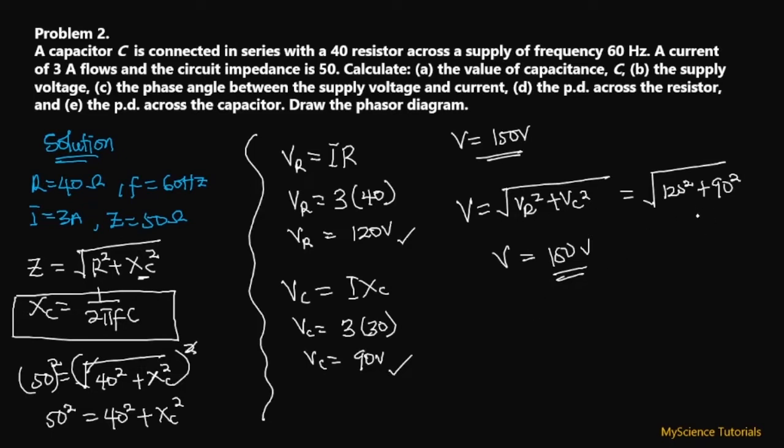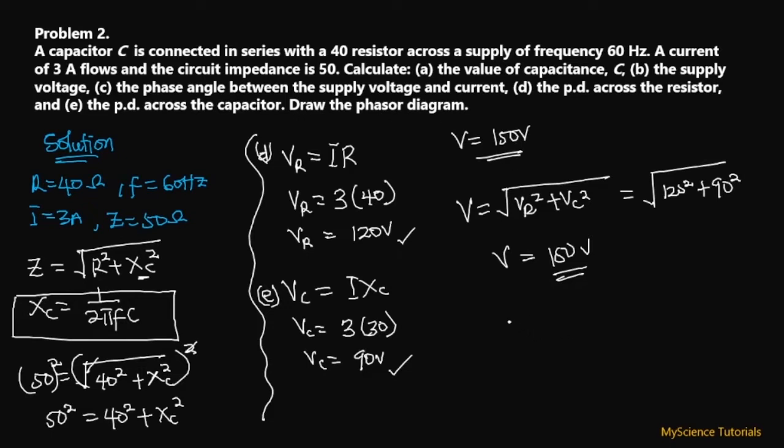If we compute this in our calculator, we are going to get 150, which means our potential difference across the resistor VR and our VC are also correct. Now this is D and this is E. Now let's look at the final one. We have to draw the phasor diagram.